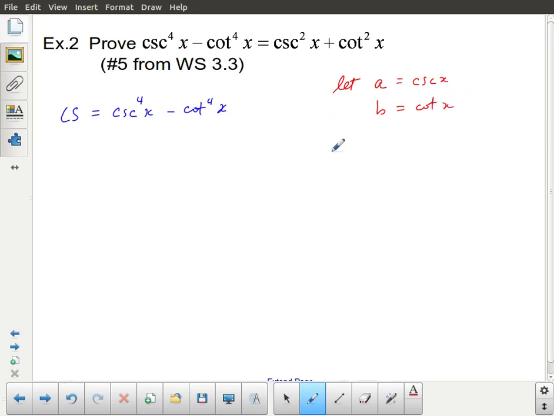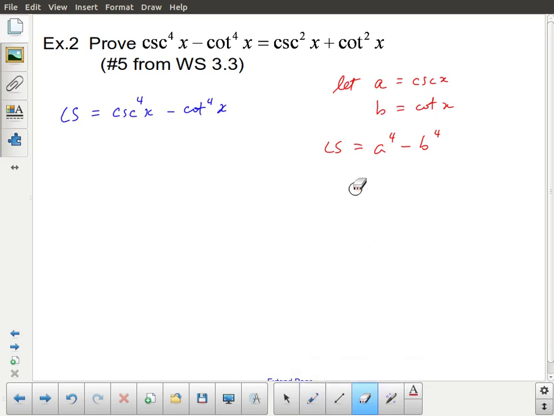So that means my left side is equal to cosecant is A, so this is A to the 4 minus B to the 4. Okay, that's helped a bit, but it's still not the whole way there, but I can get us the rest of the way here. What I see here, A to the 4th minus B to the 4th, I would really like that if that was A squared minus B squared.